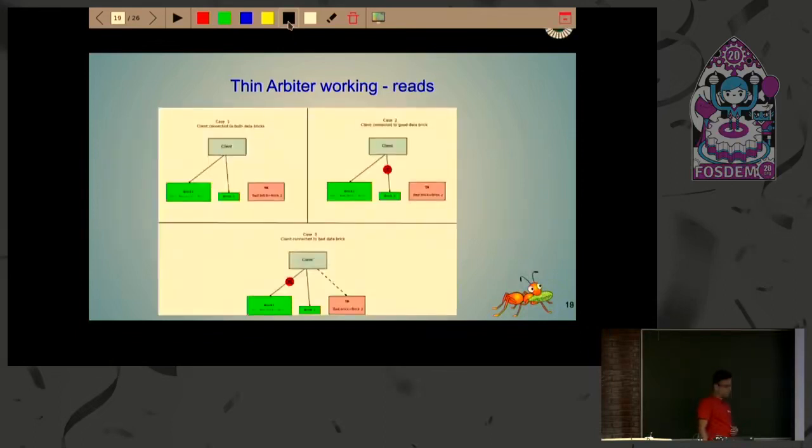All right, so let's look at how reads work. Let's look at each case.